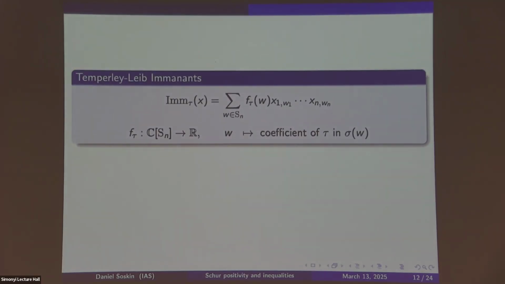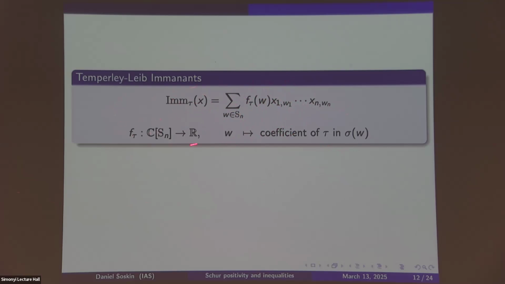And now we can define what is the Temperley-Lieb immanant. This is a polynomial in matrix entries. It looks similar to a determinant. So we have a sum over all permutations in the group Sn. Here we have some coefficient, and here we have just a product like in the determinant, x_{i,w_i}. So, for example, if this function is a constant 1, it's just the permanent. If it's minus 1 to the power of the number of inversions of the permutation, you get a determinant.